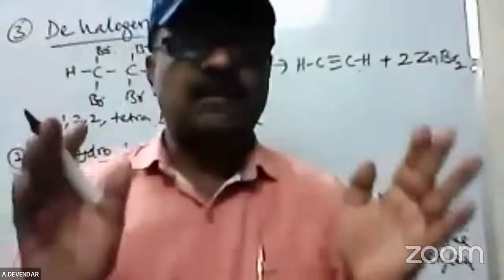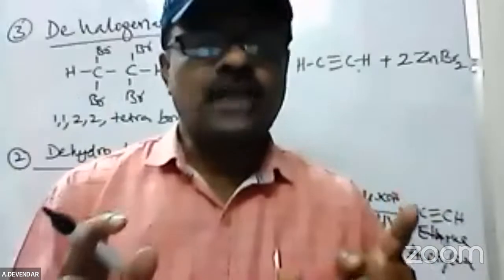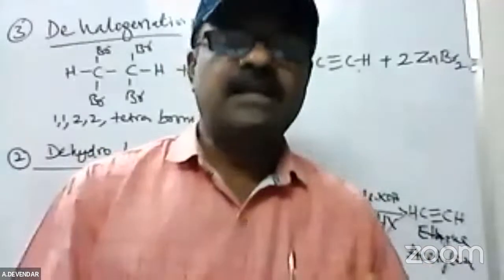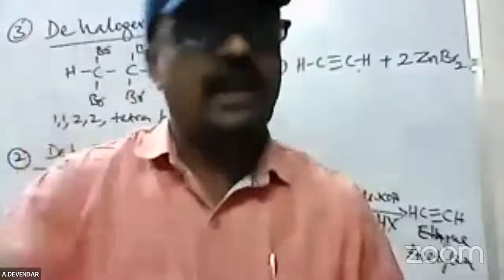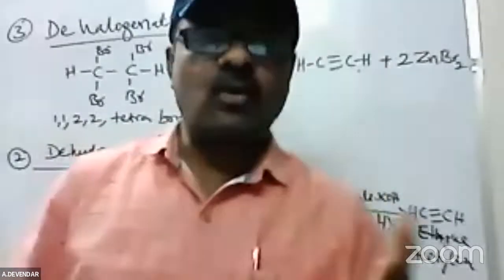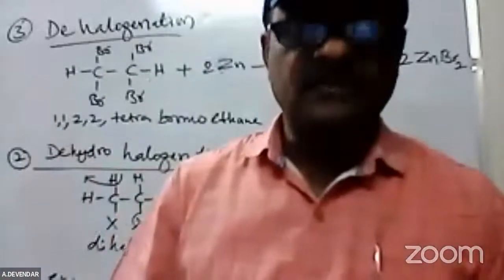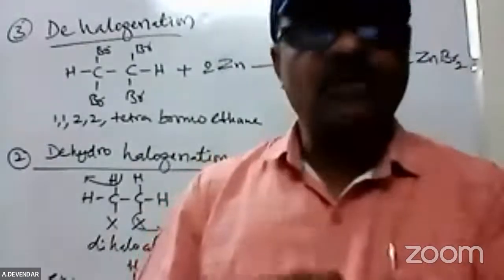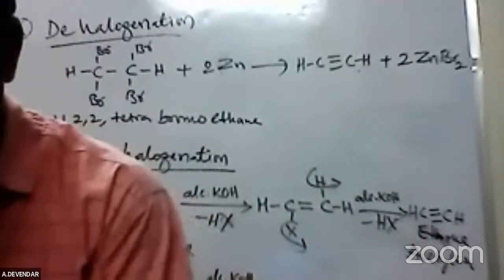The first is the industrial method, calcium carbide hydrolysis. The second method: 1,2-dibromoethane on alcoholic potassium hydroxide undergoes dehydrohalogenation. Dehydrohalogenation means removing one hydrogen and one halide group. Dehalogenation means all halogens are removed: tetrabromoethane reacted with zinc dust gives the ethylene molecule and zinc bromide. These are the three very important preparations, which you can use from the examination point of view.